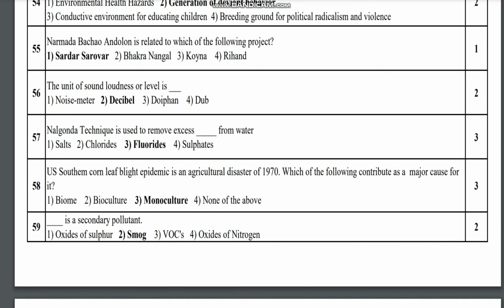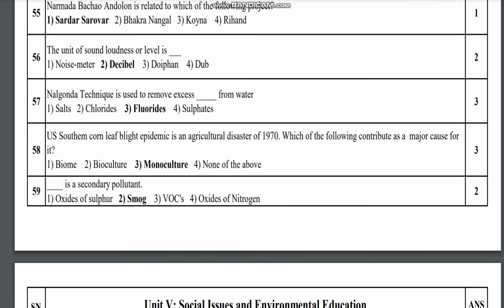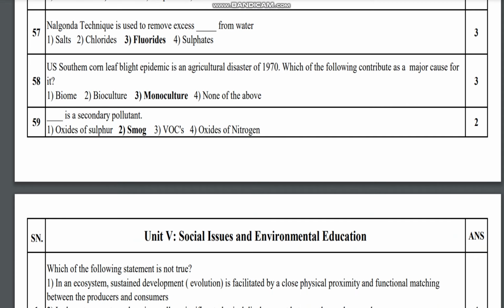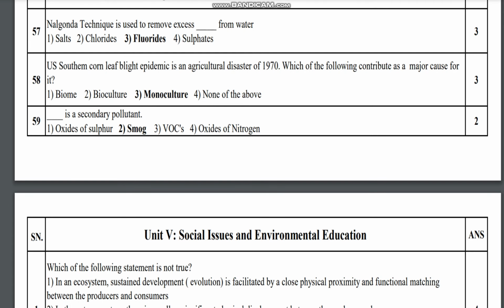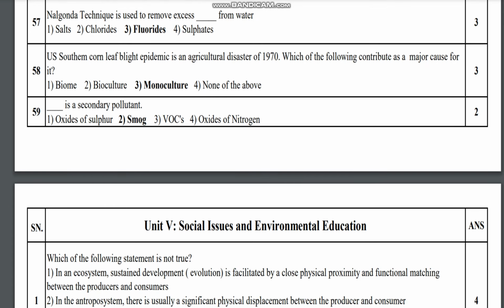Question number 55: Narmada Bachao Andolan is related to Sardar Sarovar. Question number 56: the unit of sound loudness level is decibel. Then question number 57: the Nalgonda technique is used to remove excess fluorides from water. Question number 58: the US Southern corn leaf blight epidemic was an agricultural disaster of 1970. Which of the following contributed as a major cause for it? It is monoculture. Question number 59: dash is a secondary pollutant, that is smog.